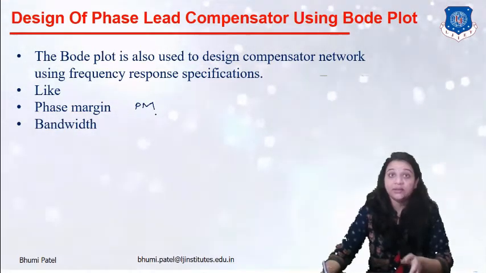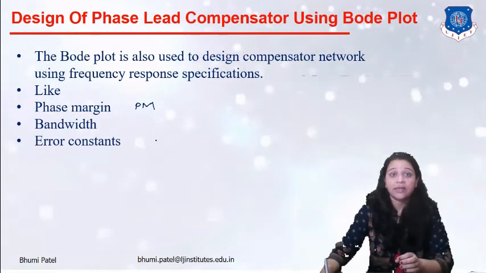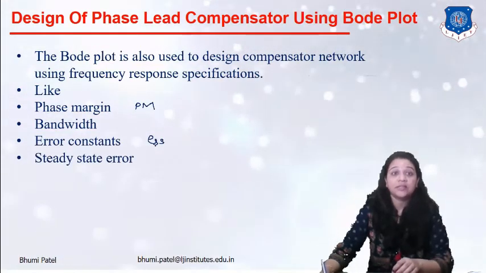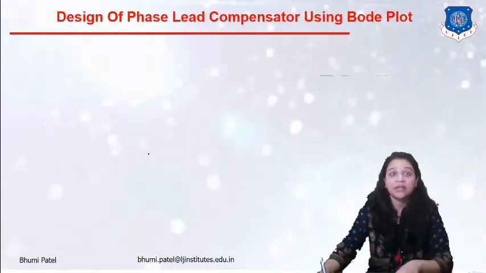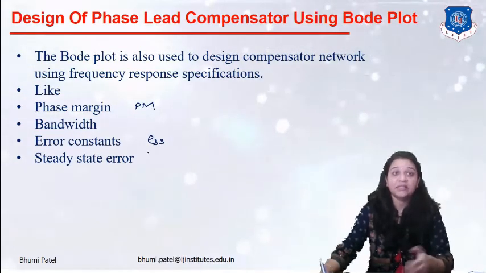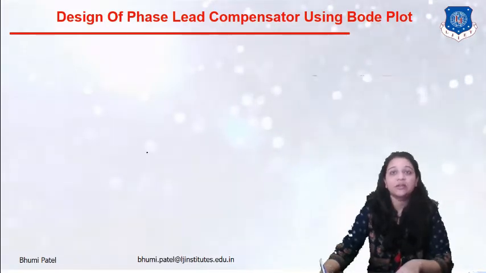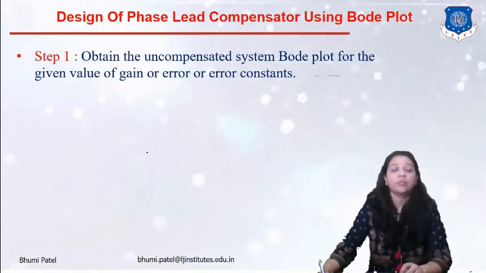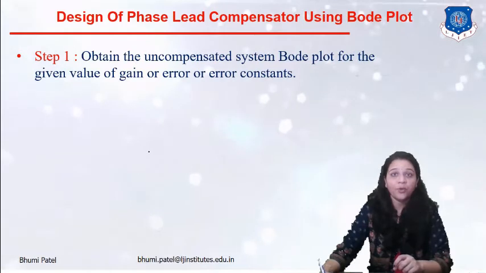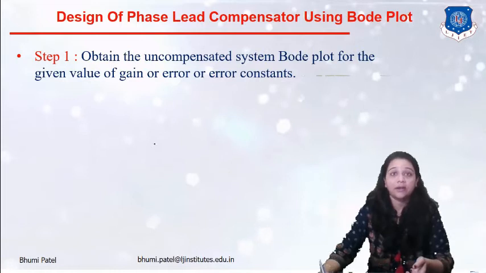What is the bandwidth? It is the range of frequencies. The third one is the error constant, the steady state error constant, and the fourth one is similar to steady state error. So using the Bode plot, we will specify this type of specification. Now the design of phase lead compensator using the Bode plot. Step number 1: we have to obtain the uncompensated system Bode plot for the given value of the gain or the error constant.